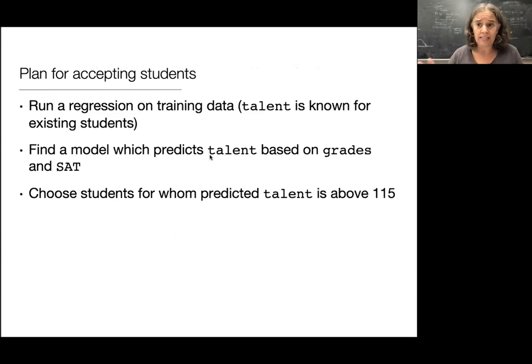So what we're going to do is run a linear regression on some training data, and the training data has talent known. We're going to find a model which predicts talent based on grades and SATs. Once we find that model, that will then be our algorithm. And we're going to choose students for whom we predict their talent to be above 115.